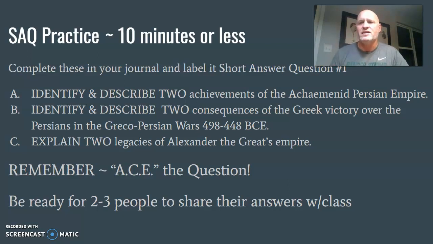So part A of this short answer question exercise, please complete this in your journal and label it short answer question number 1. These are very simple versions of what you might see later on. They can get tougher, but I think we'll start off with baby steps here. Part A, identify and describe 2 achievements of the Achaemenid Persian Empire. Cite specific evidence. Make sure that you're explaining it.